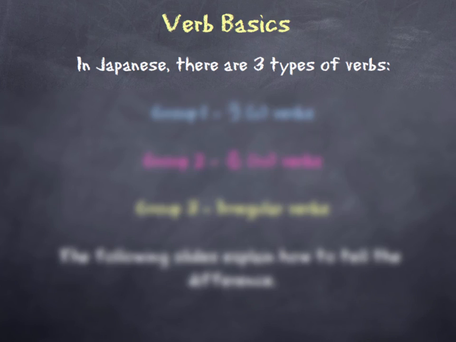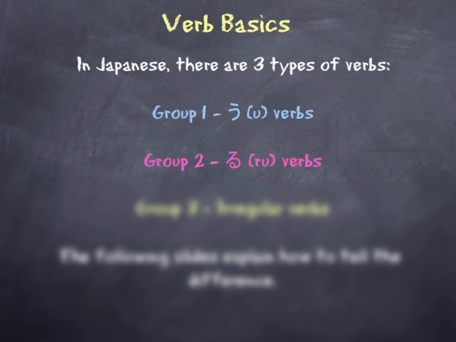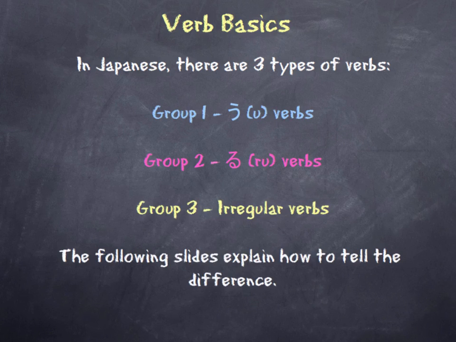So to start with, we have three different groups of verbs in Japanese. We have what are called group 1 verbs or U verbs. We have group 2 verbs, which are also referred to as ru verbs. And our third group of verbs are what we call irregular verbs. These are verbs that don't fit into any particular pattern or formula. So how do we tell the difference between the verbs?